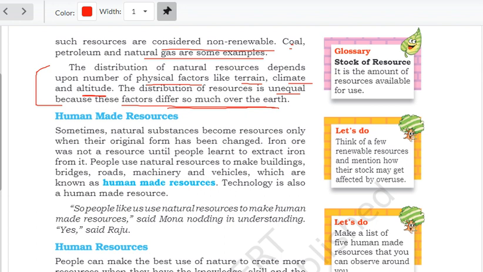Sometimes natural substances become resources only when their original form has been changed. When we change the natural substance, it becomes a resource. These natural substances will become a resource only when their original form is changed. Take for example, iron ore was not a resource until people learned to extract iron from it.